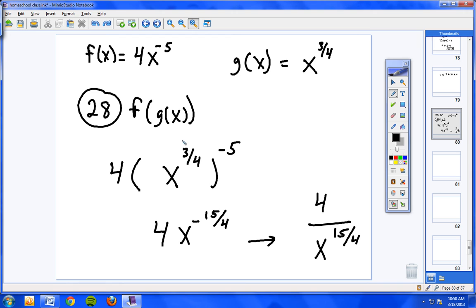So Matthew, what I did is I noticed my f was on the outside, okay? So I wrote my f function, but where the x was, I put a parentheses. And then g was on the inside, so I picked up my g and I put it inside the parentheses right there. And then I simplified. You've got x to the 3/4 to the negative 5. You have a power raised to a power, so you multiply those together. And then you bring your x down to the bottom because it's a negative exponent. And your 4 stays up top because it has a power of positive 1.